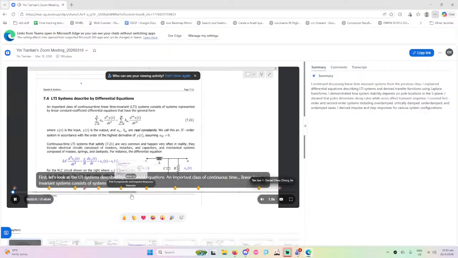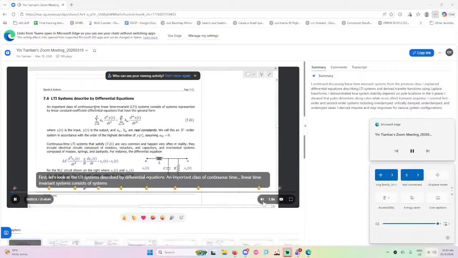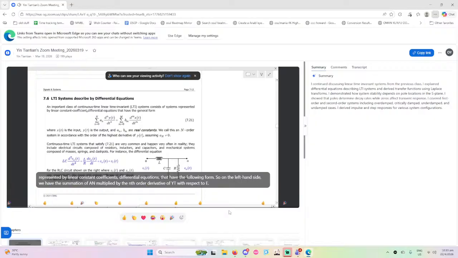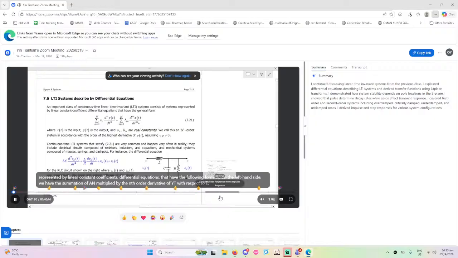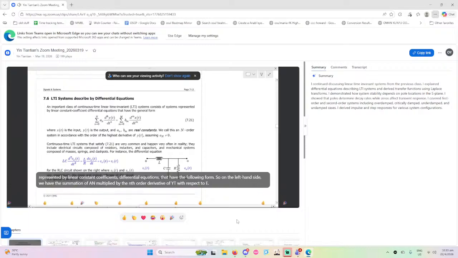So first, let's look at the LTI systems described by differential equations. An important class of continuous time linear time invariant systems consists of systems represented by linear constant coefficient differential equations that have the following form. On the left-hand side, we have the summation of an multiplied by the nth order derivative of y(t) with respect to t, where n is from 0 to capital N. On the right-hand side, we have the summation of bn multiplied by the nth order derivative of x(t) with respect to t, where n is from 0 to capital M.